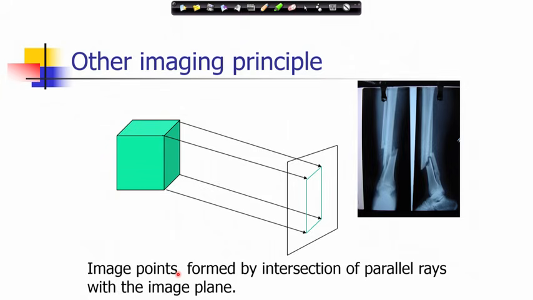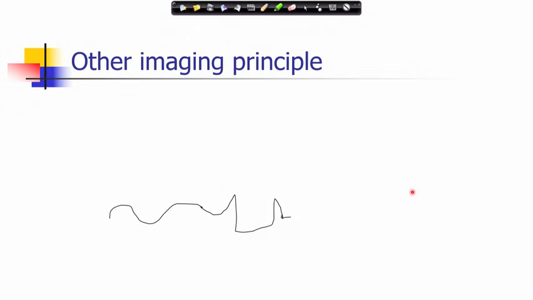And one example of this kind of imaging is X-ray imaging, where parallel X-ray beams pass through our body, through bones, through tissues, and then intersect the corresponding X-ray plate, which acts like an image plane in this case and forms the image, and this projection is known as parallel projection. Let us take another imaging principle.